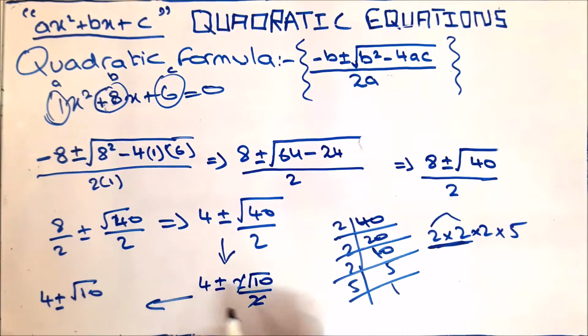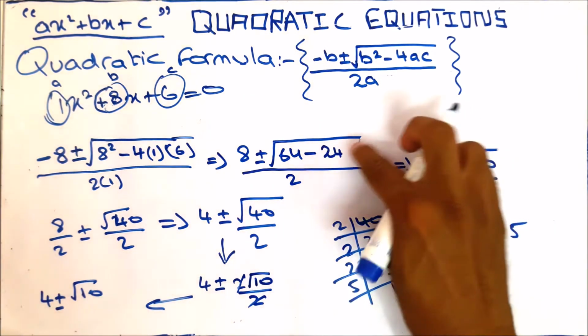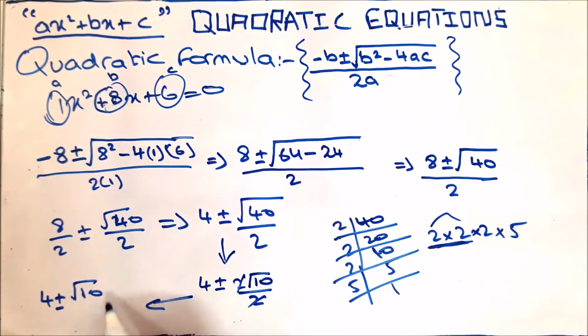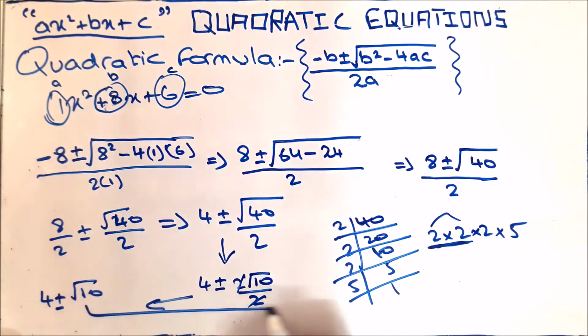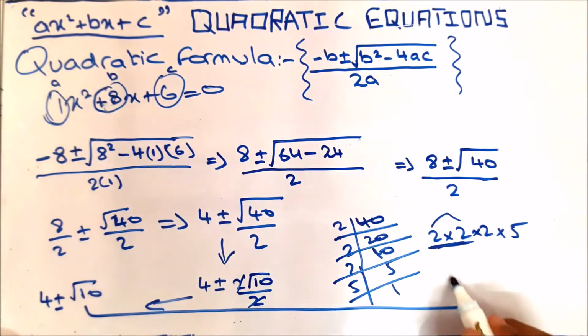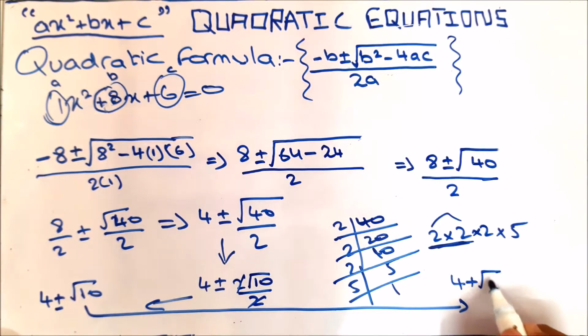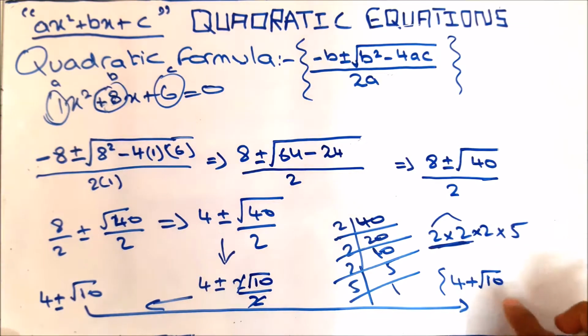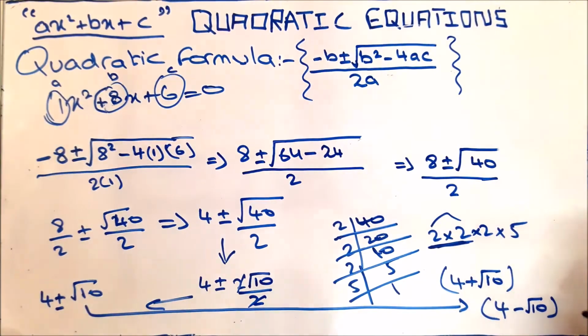This plus minus means our answer is, I'll just write it over here, 4 plus the square root of 10, and another answer, I'll write it in brackets, these are not multiplying, is 4 minus the square root of 10. So we have 2 answers, and these are the 2 roots.